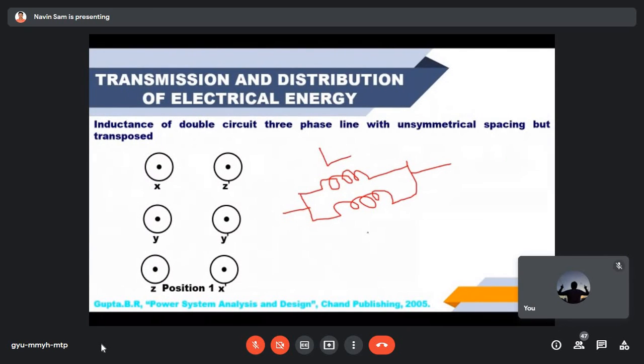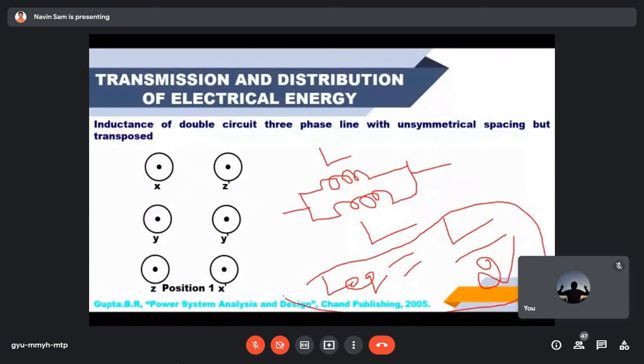Now this is L. This is again L. Tell me what is the equivalent inductance? L by 2, sir. L by 2. Am I correct? L by 2. So with this, I would like to proceed.